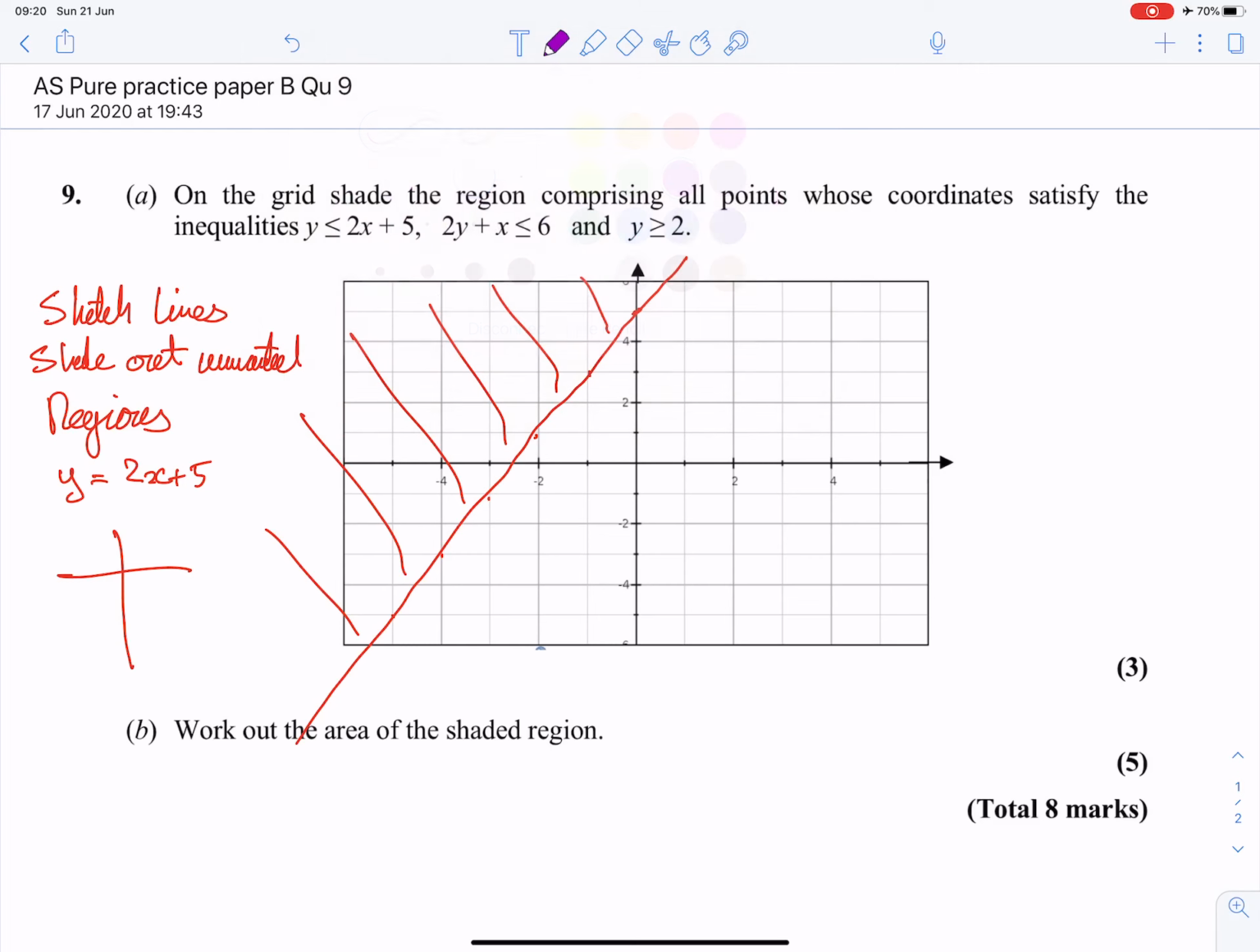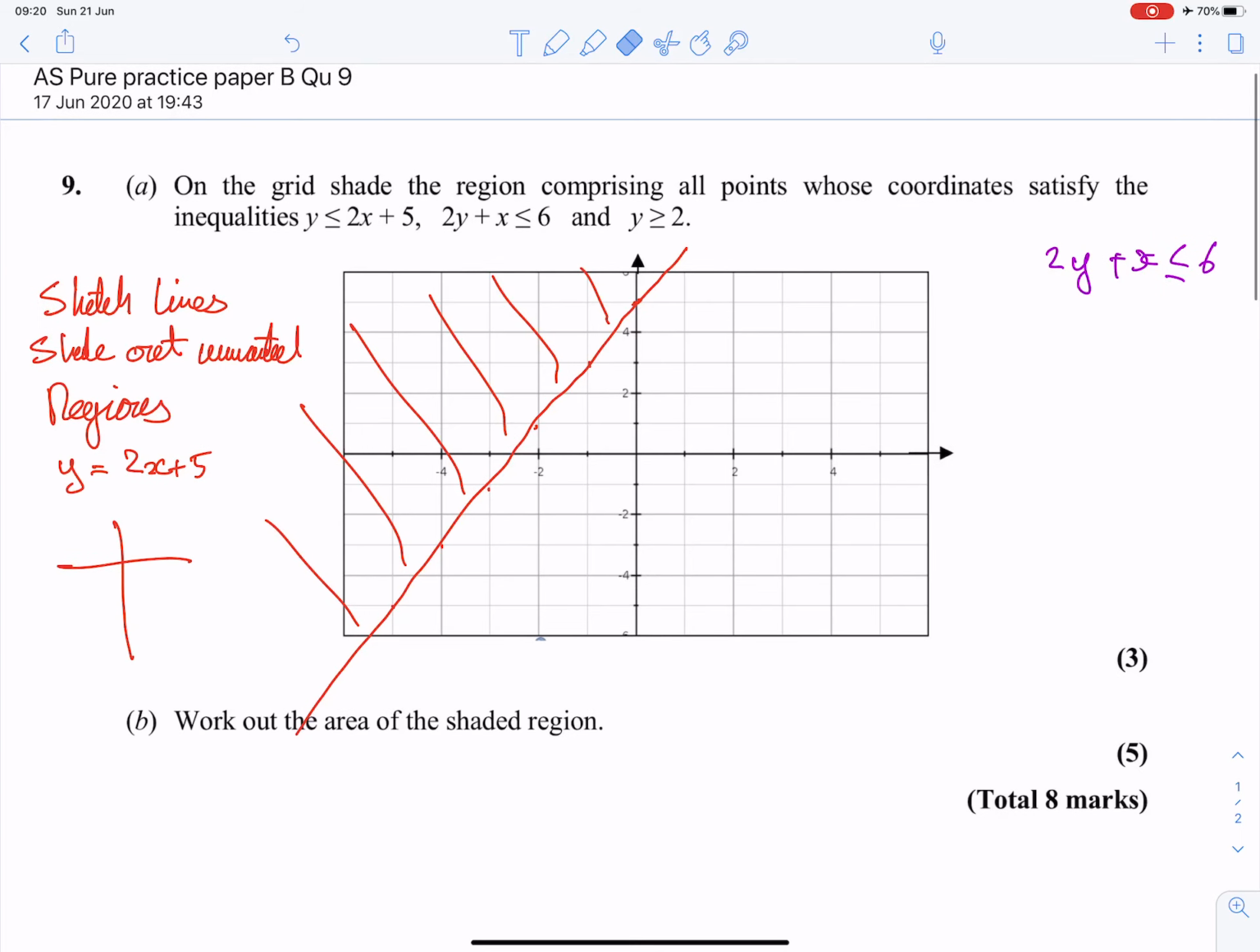Okay. So we also want 2y plus x is less than or equal to 6. Quickest way probably on this one is just to put in values. When x is 0, y is 3, just substituting it in our heads. When y is 0, x is 6. So you've got 6, 0, and 0, 3. So we can draw our line through there.